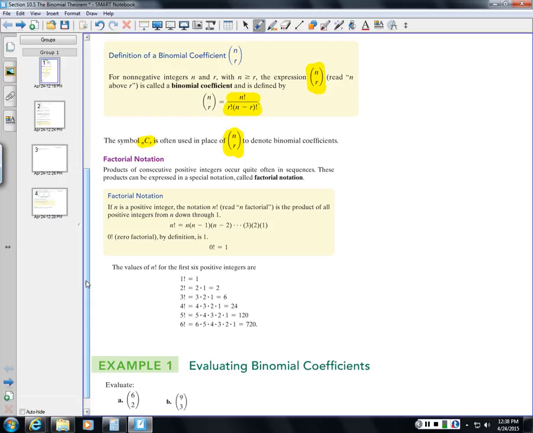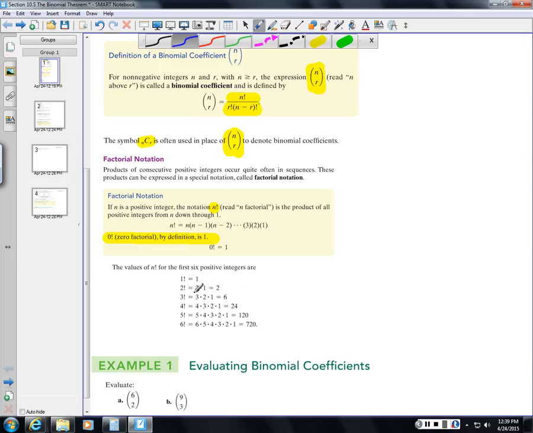Products of consecutive positive integers occur quite often in sequences. These products can be expressed in factorial notation. If n is a positive integer, the notation n with an exclamation mark is read n factorial. It's the product of all the positive integers from n down to 1. Except for 0 factorial, which by definition is just 1. That's a special case.